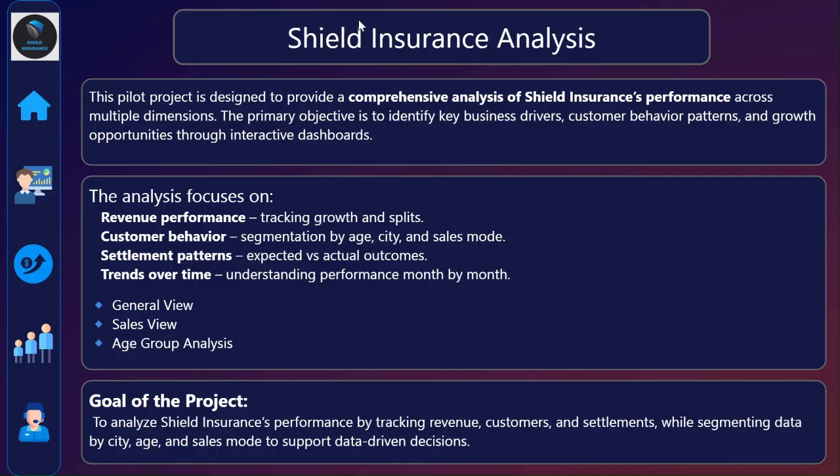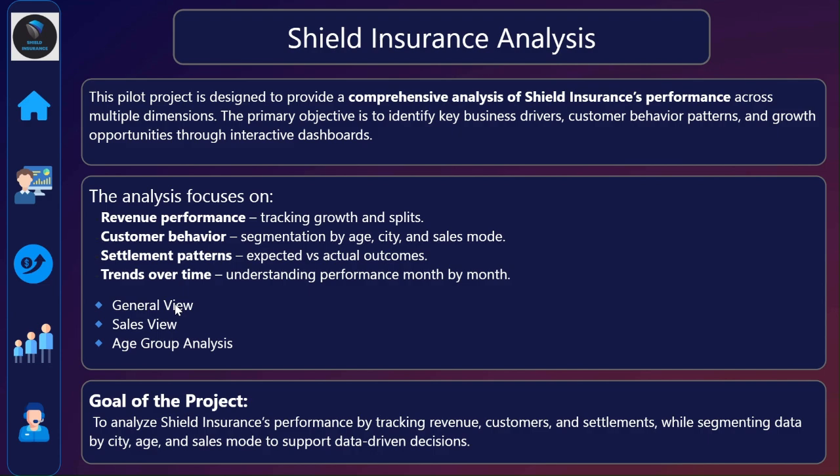This pilot project is designed to provide a comprehensive analysis of Shield Insurance performance across multiple dimensions. The main goal of this project is to analyze revenue growth, customer distributions, sales mode performance, and age group behavior. The analysis focuses on revenue performance, customer behavior, settlement patterns, and trends over time.